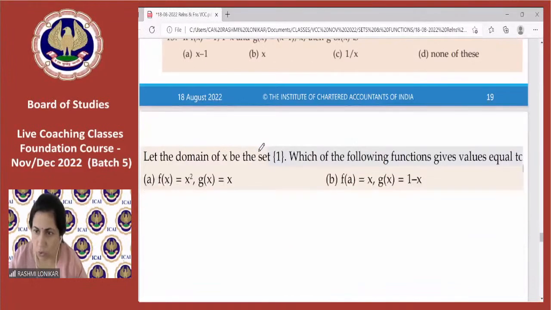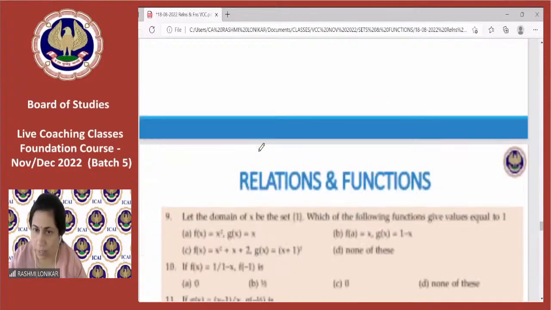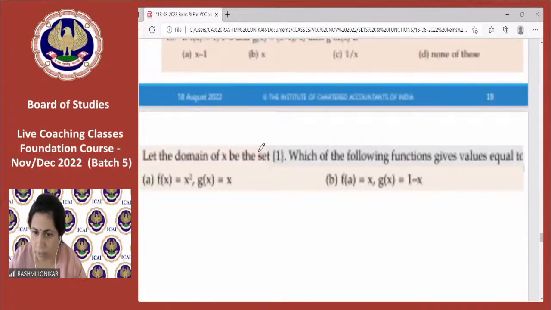This is 9th to 13th. Okay, we are taking sums 9th to 13th in the set 7th-B.